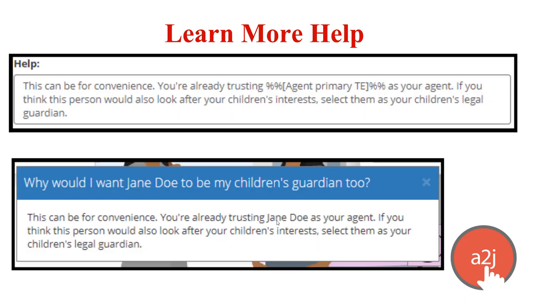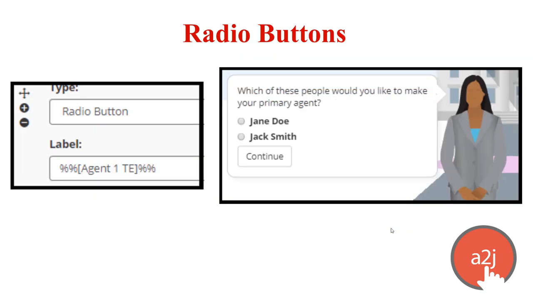This is an example of the Learn More help, which is the reply that the guide avatar gives to the end user's Learn More question. And here, variable macro is used both in the Learn More prompt, so why would I want Jane Doe to be my children's guardian? And again, in the Learn More help, this can be for convenience, you're already trusting Jane Doe, blah, blah, blah. So you can see that it's both in the question from the end user and in the reply from the guide avatar.